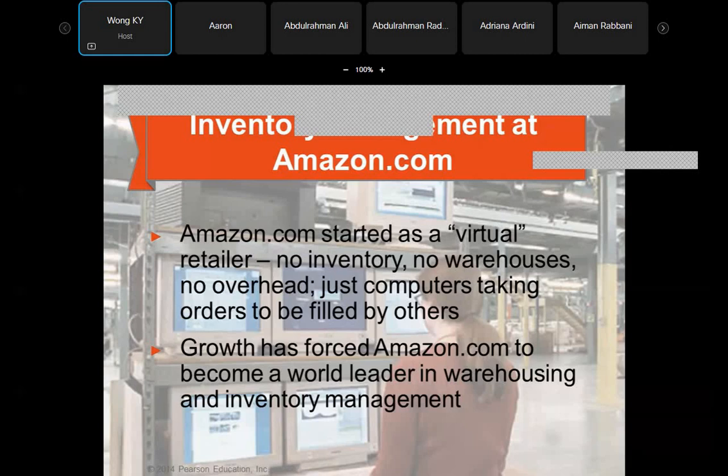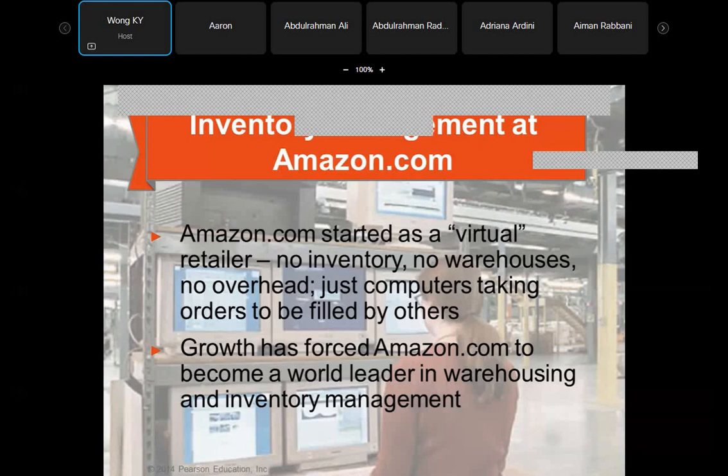Okay, he's now the second richest man in the world. The first richest man is now Elon Musk from Tesla. Okay, if you know the history of Amazon, Amazon actually started as a virtual company. Okay, without any inventory, with no warehouses, with no overhead costs. Okay, only computers taking orders to be filled by others.